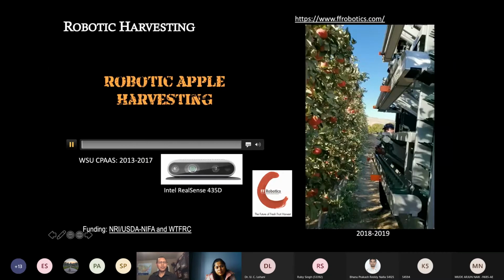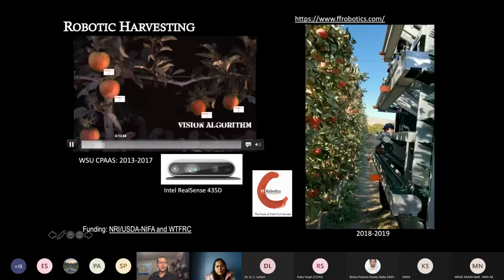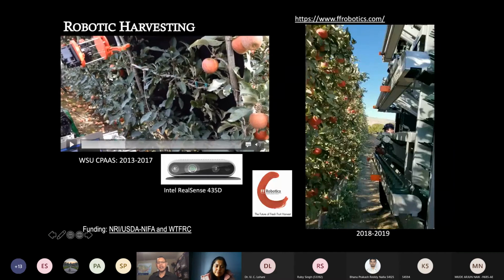So what you saw on the left side is the laboratory and field evaluation of a single arm robotic system that was developed, experimented, and evolved at the lab that I lead at Washington State University.